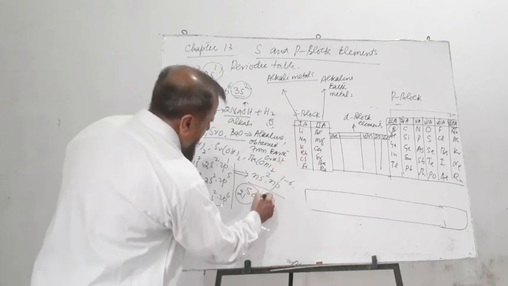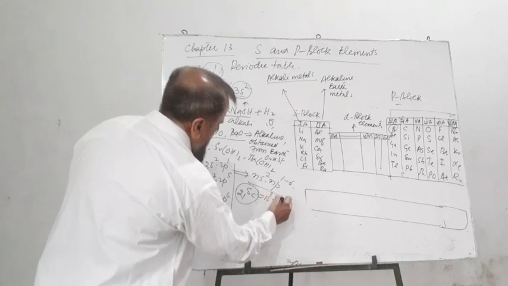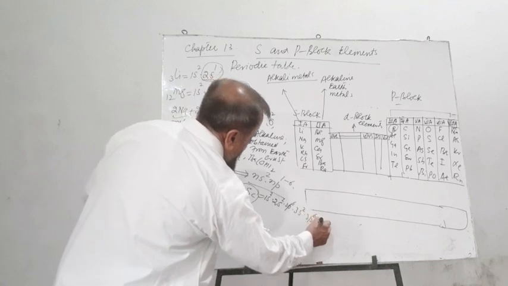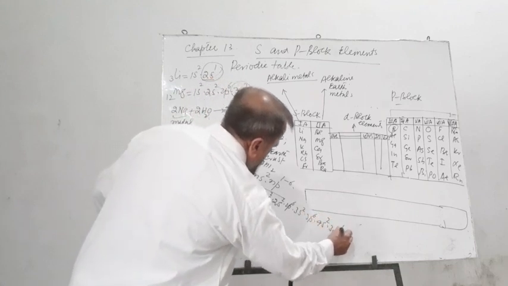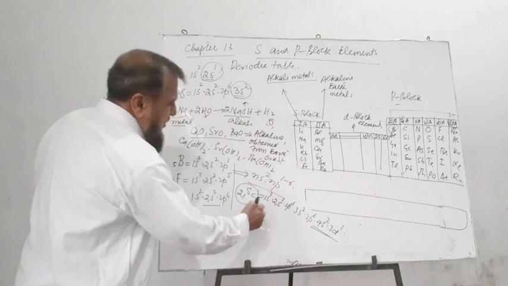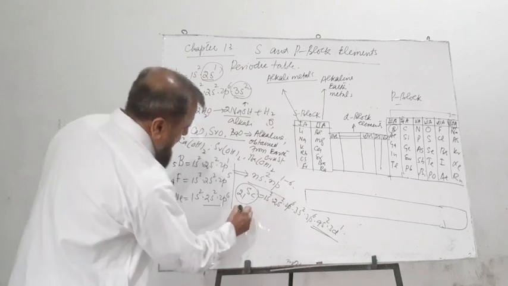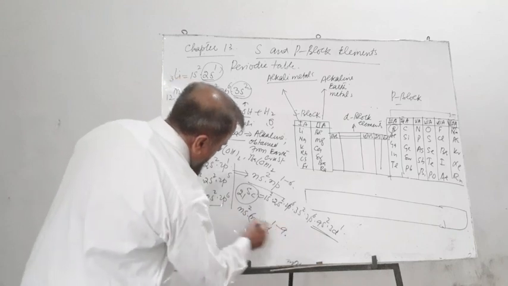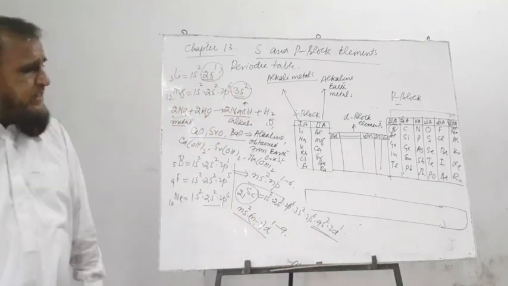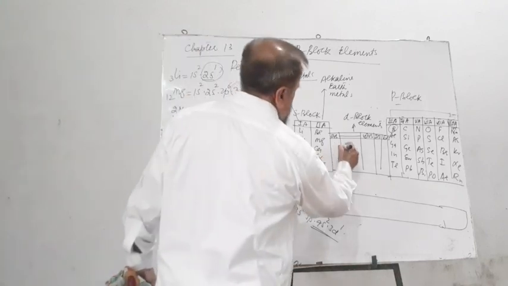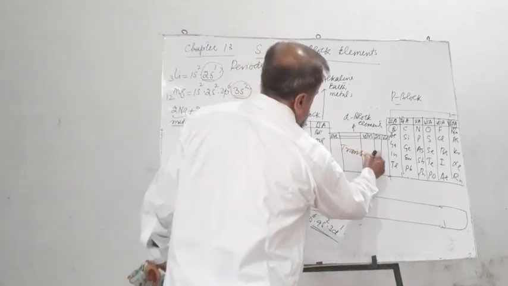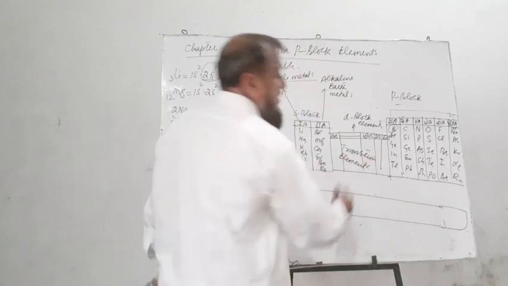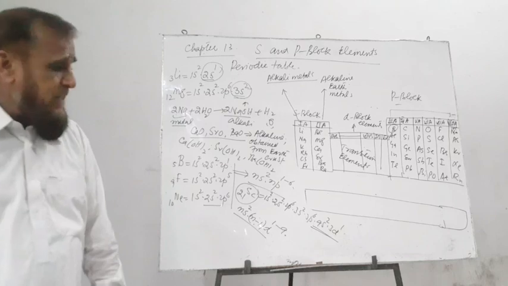The typical example of d block element is the first d block element, scandium, atomic number 21. Its configuration is 1s2, 2s2, 2p6, 3s2, 3p6, 4s2 and 3d1. Their general electronic configuration is ns2, (n-1)d1 to 9. They have partially filled d orbital and these are known as transition elements. We will discuss why they are called transition elements in the proper chapter related to transition elements.